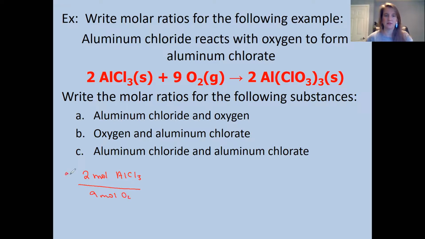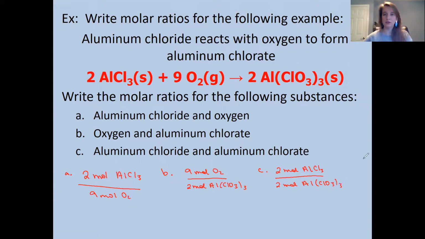That's letter A. For letter B, I'm talking about oxygen and aluminum chloride. I can see that I've got 9 moles of O2 for every 2 moles of aluminum chlorate. And then for letter C, aluminum chloride and aluminum chlorate, I could say that I've got 2 moles of aluminum chloride for every 2 moles of aluminum chlorate.